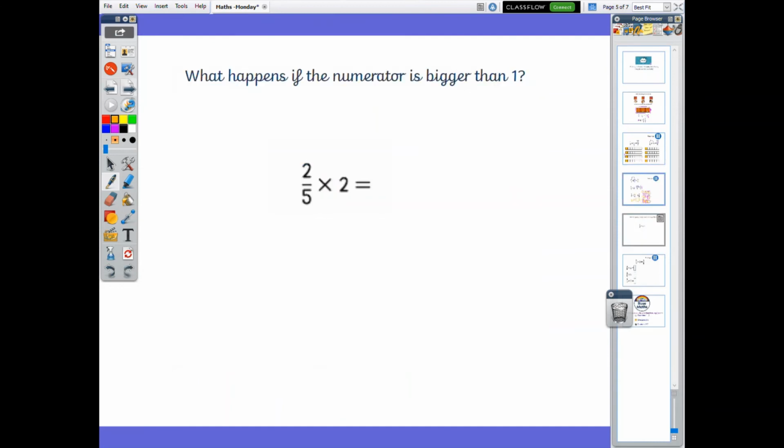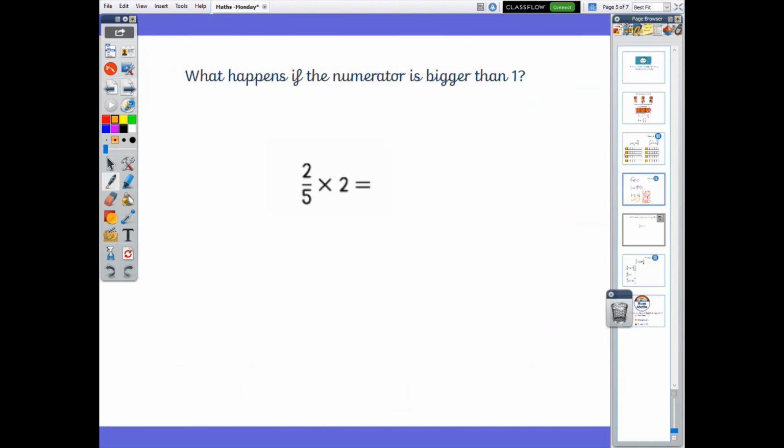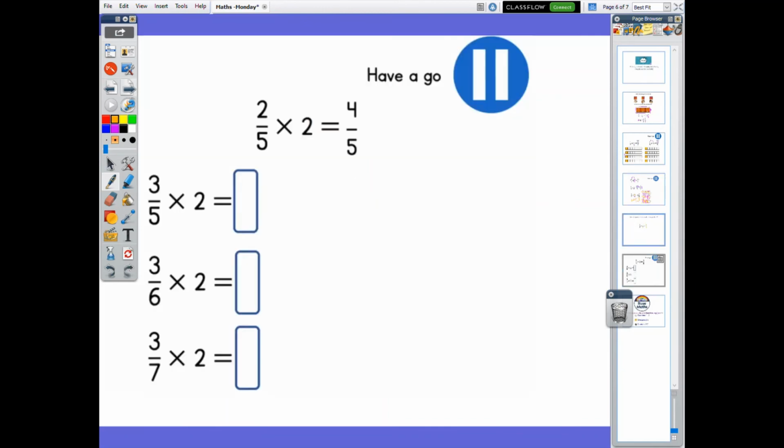Okay, so what happens if the numerator is bigger than 1? So before, we've seen that all of our numerators are 1. But what happens if it's bigger than 1? Okay, well, not much changes. You just still continue to multiply the whole number by the numerator. So we would put our whole number over 1. I'm going to times my numerators to give me 4. So 2 times 2 is 4. Then I'm doing 5 multiplied by 1 to give me 5. So you can see I have got 4/5, okay?